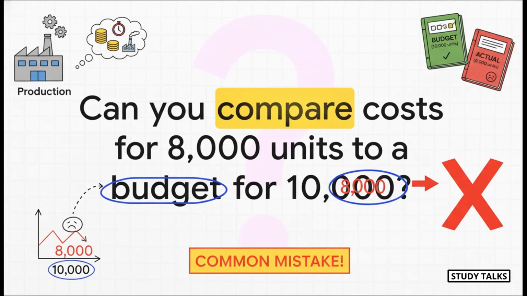Okay, let's put you right into an exam scenario. Imagine this. Your company sets a budget to make 10,000 units. You've got all your costs planned out for materials, for labor, everything. But then, for whatever reason, you only end up producing 8,000 units. Now, the question is, can you just take the actual cost report for those 8,000 units and put it side by side with the original 10,000 unit budget to figure out how you did?